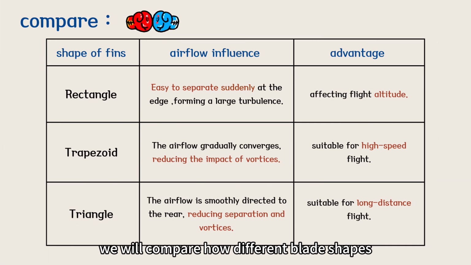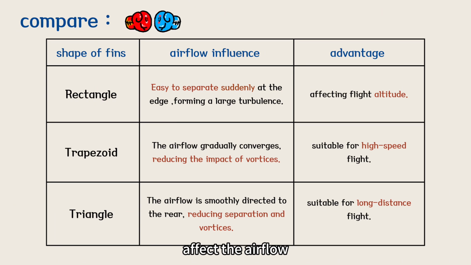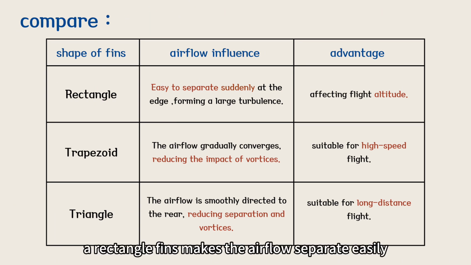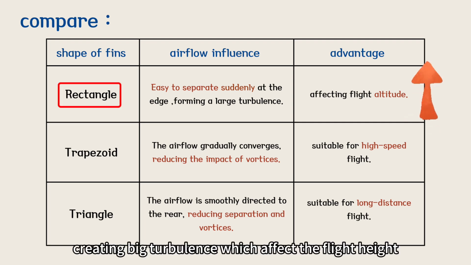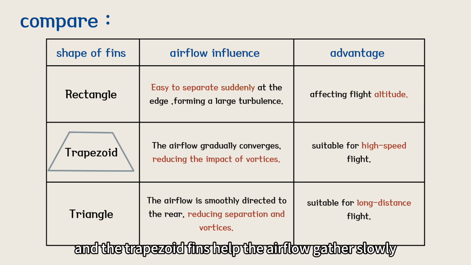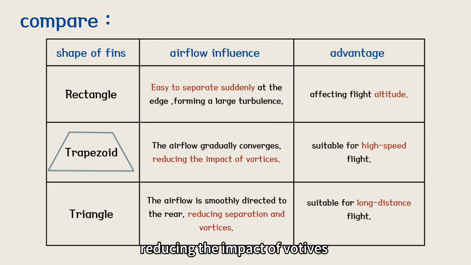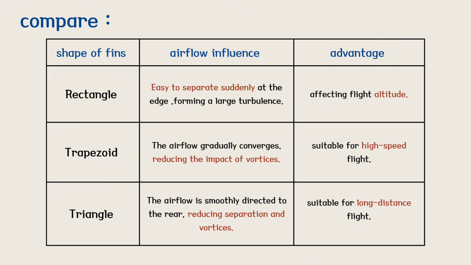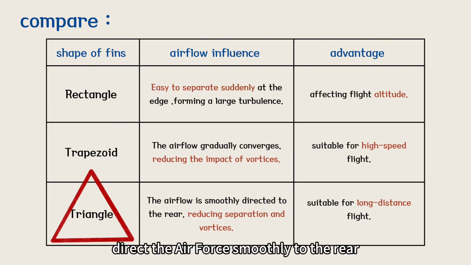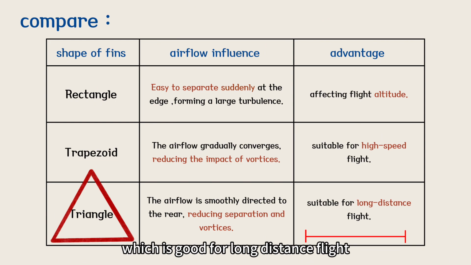We will compare how different fin shapes affect the airflow. First of all, a rectangle fin makes the airflow separate easily, creating big turbulence which affects the flight height. And the trapezoid fins help the airflow gather slowly, reducing the impact of vortices, making it suitable for fast flight. Then, a triangle fin directs the airflow smoothly to the rear, reducing drag and forces, which is good for long-distance flight.